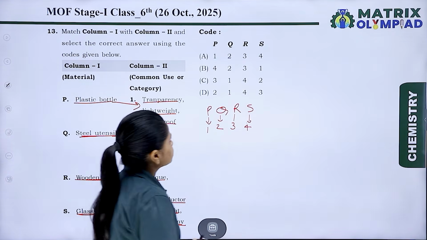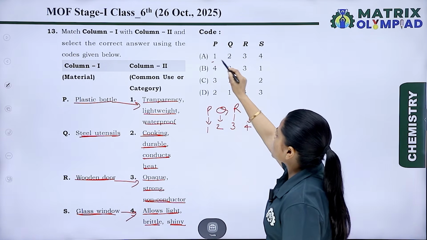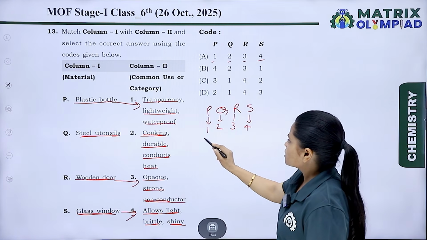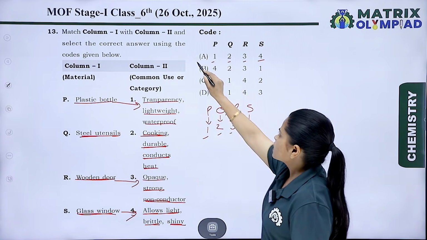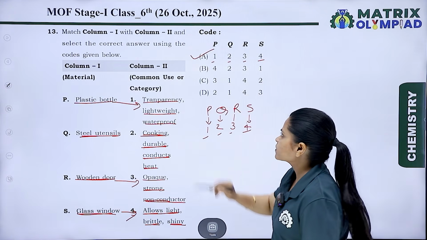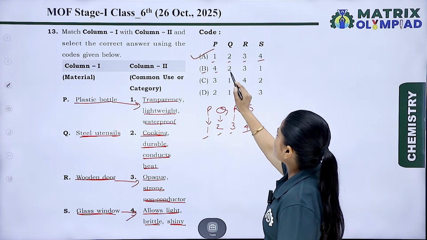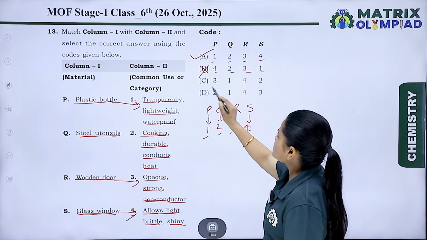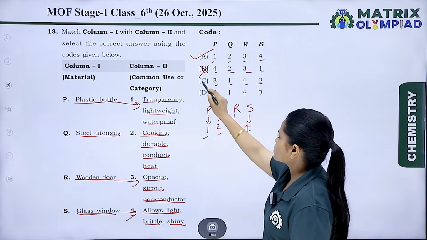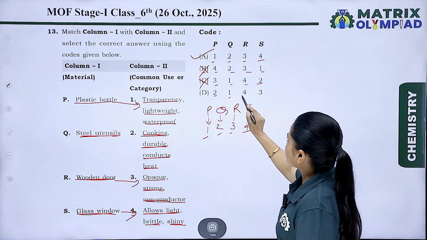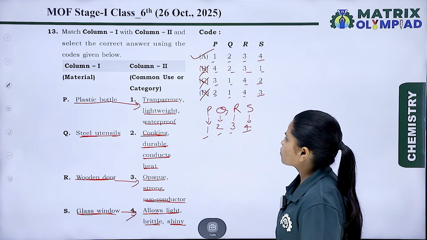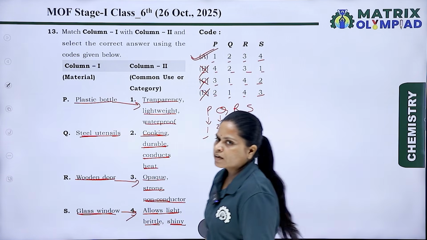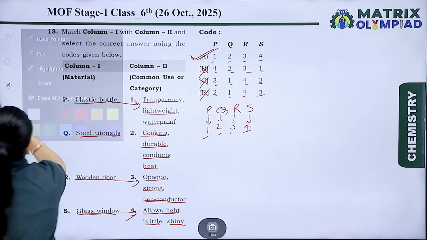Let's discuss the options. Option A is 1, 2, 3, 4. Yes, 1, 2, 3, 4 is the correct answer. Now, B is 4, 2, 3, 1. This is wrong. C is 3, 1, 4, 2. This is wrong. D is 2, 1, 4, 3. This is again wrong. So the correct option is A. Let's discuss the next question.